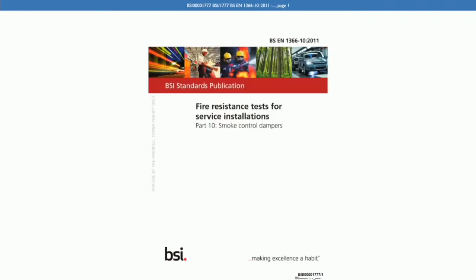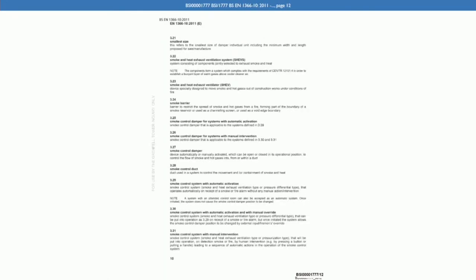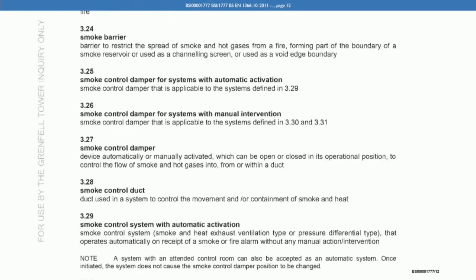This is fire resistance test for service installations Part 10 smoke control dampers. If we go to page 12 and look at clause 3.27, there's a definition here of a smoke control damper. It says, smoke control damper, device automatically or manually activated, which can be open or closed in its operational position to control the flow of smoke and hot gases into, from, or within a duct.